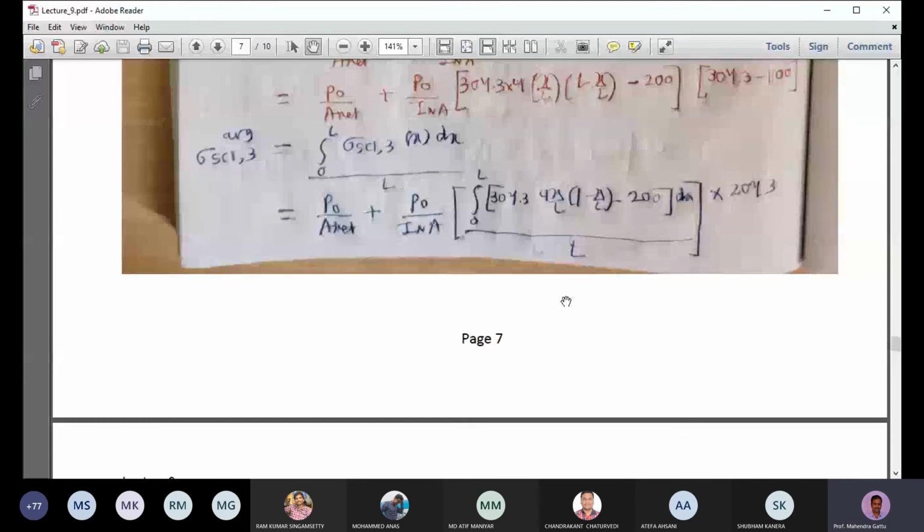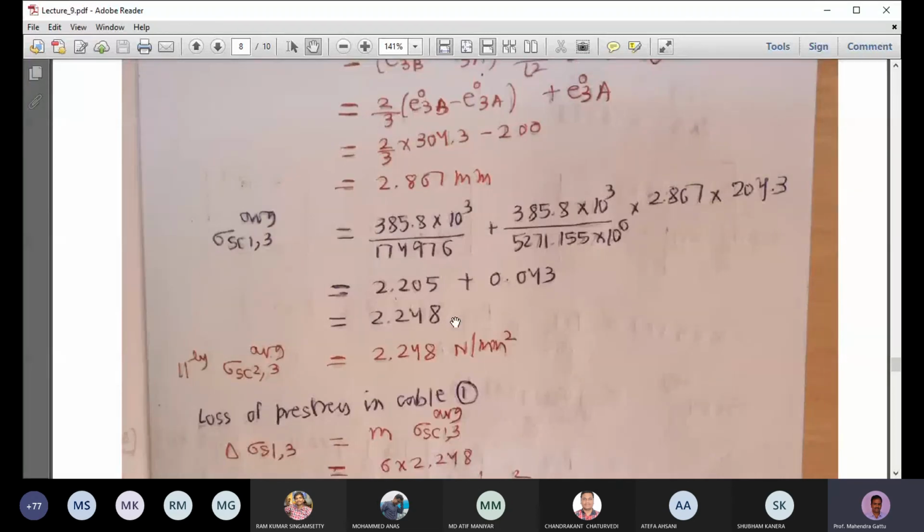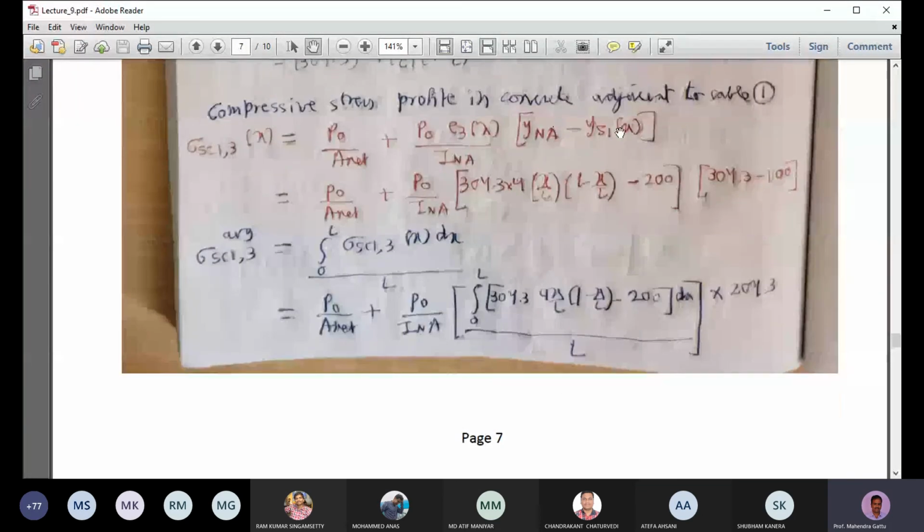Okay, and we can substitute it in this expression: P naught by A plus P naught into E average into y neutral axis minus ys1 by I. So it's coming around 2.248. Similarly, this is the loss of stress in cable 1 due to the post tensioning of cable 3. Cable 3 is parabolic profile, cable 1 is straight profile. So what was happening was YNA minus YS1 is the same, but E3 of x was changing. So we had used an equation for that, and then we did the integration.